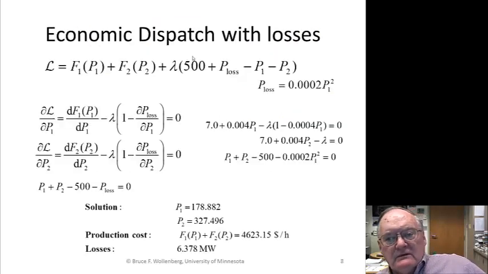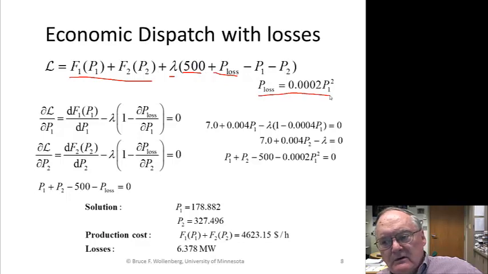Well, we can do this by writing our Lagrange function as the sum of the costs of the two generators, lambda times the load plus losses minus P1 minus P2, where this loss term looks like this. And we take the standard way of solving this, take the derivative of the Lagrangian with respect to P1, and we get this derivative, or the incremental cost at P1, minus lambda times 1 minus the derivative of P loss with respect to P1. This is called the incremental loss.